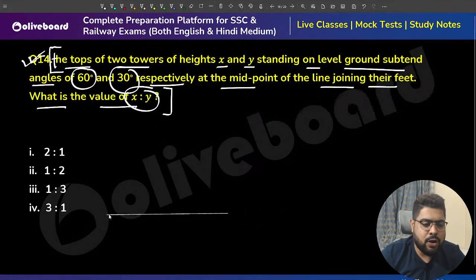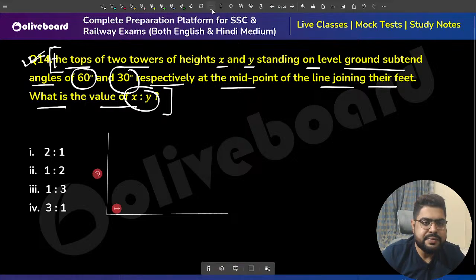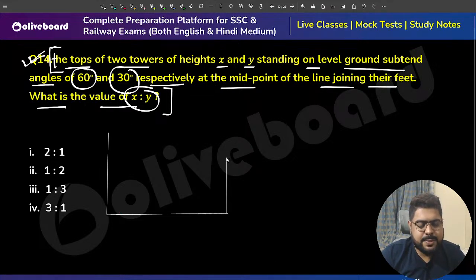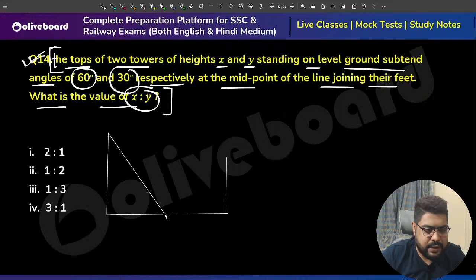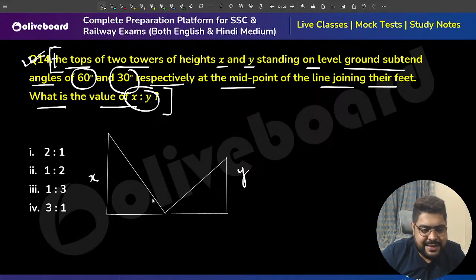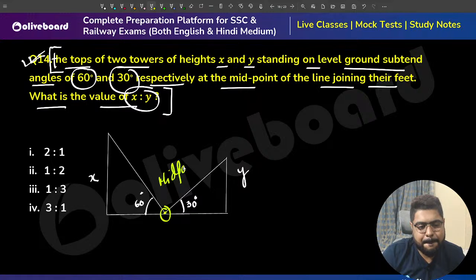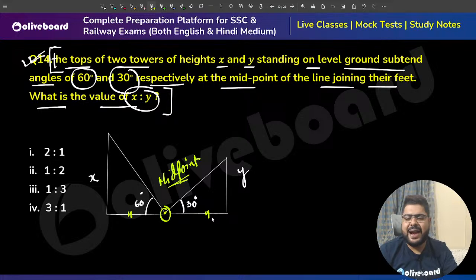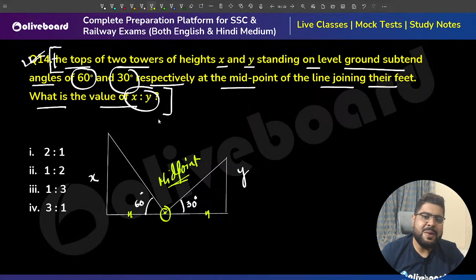If I draw, there is this. Okay, so this is x, this is y, this is 60 degrees. Now the only thing given, sir, is that this is your midpoint. Meaning this side is equal to this side. That much we know. Right, sir? Now, please understand.